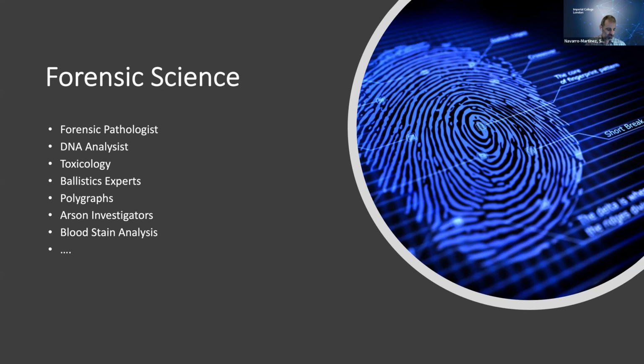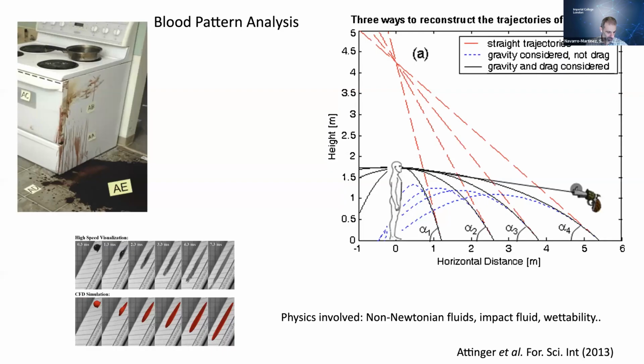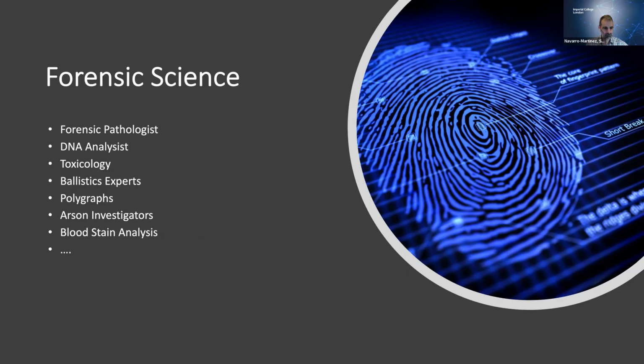There are two fields where fluids are important: fire modeling and arson investigations, and blood stain analysis. Arson investigation is when they try to find out the causes of a fire, so there are some uses of fire modeling and CFD there. And also in blood stain analysis, which is when they look at blood patterns and try to find out what happened. I'll show you quickly some examples.